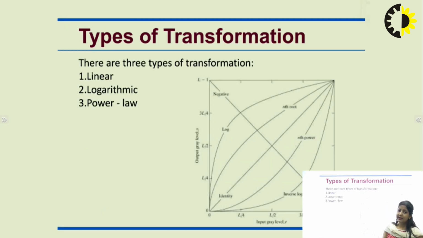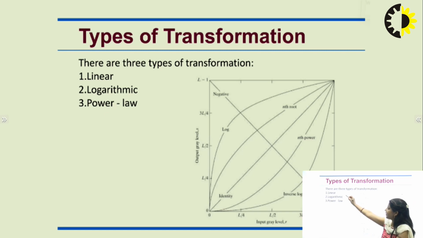There are basically three types of transformation: linear, logarithm and power law transformation. Here there is a diagram showing the effect of the transformation on the gray level image. Linear transformation means there is no change in the image pixel intensity. The graph is a straight line, a linear plot, which is like an identity transformation. The image pixels remain as they are, and the value of g(x,y) will be the same as f(x,y).